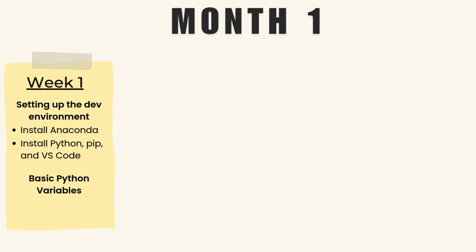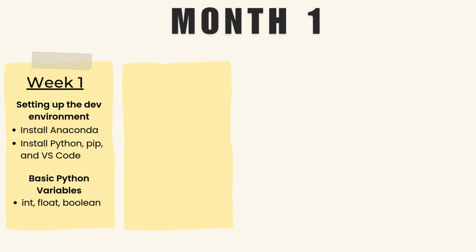I know that setting up a development environment is not the most exciting thing, but trust me, getting the setup right now will save you a lot of grief in the future. So this is an important step. Then after you set up your development environment and have Python installed, have a place to start coding, in week 1, you can start to learn about the basic Python variable types. This includes things like ints, floats, and booleans.